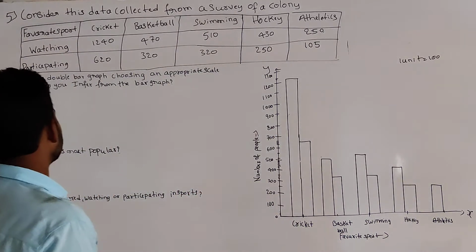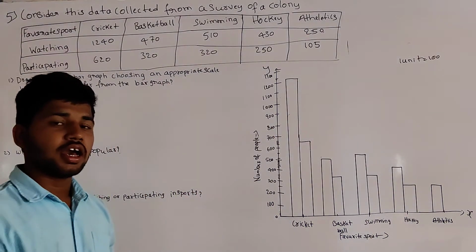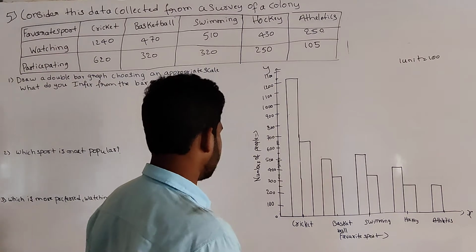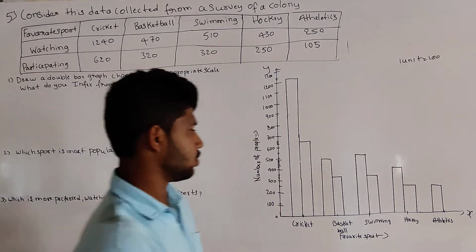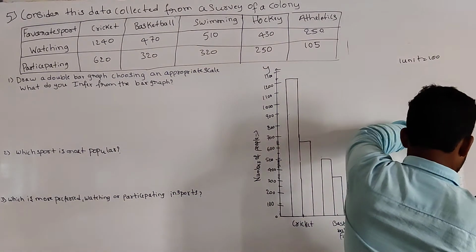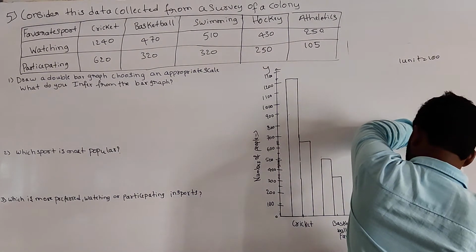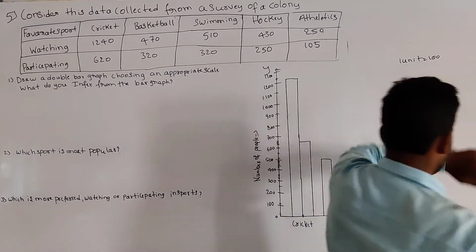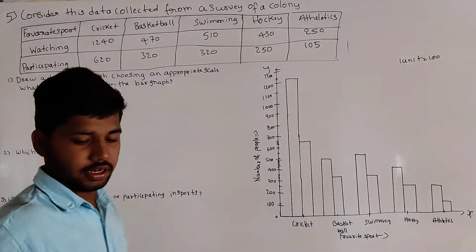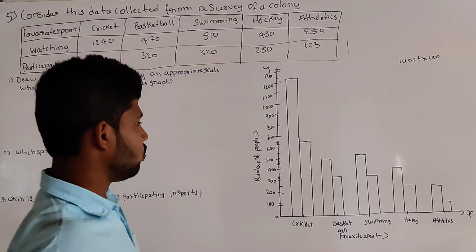And last, the number of people participating in athletics is 105. You get 105 here, in between 100 and 200.